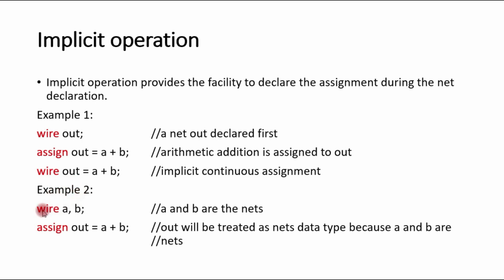In example 2, first we are declaring a and b. Both are net data types, so we are using the wire keyword here. Then we are assigning out, that is a plus b. By default, out is a net data type in the case of the assign keyword. So we can skip declaring a and b as net data types and can simply assign out equal to a plus b. Here the assign keyword simply shows that the variable listed here should be a net data type. It means the a plus b operation should be a net data type.